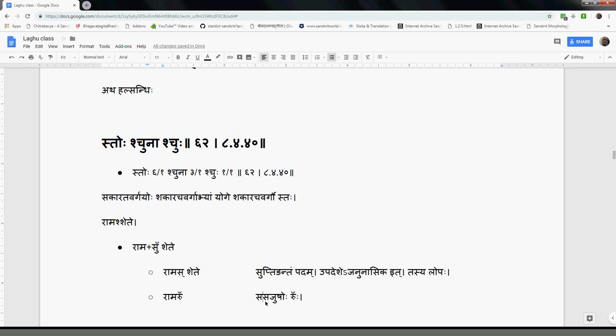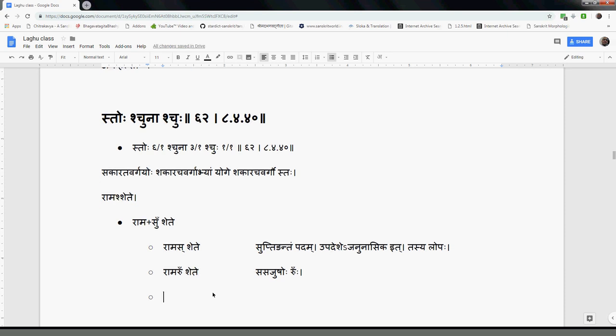says that after Sakara, this Sakara will take Sakarasya and Sajush. Sajush, forget Sajush now. Sakarasya and for Sajush, there is Ruha Adesha. So, you have Sakara here and this is Padanta. Padantasya Sakarasya. This is a Padanta Sakara that will take Ru Adesha. So you will get Ru here. So you will get Ramaru Shete. This is where you land now.